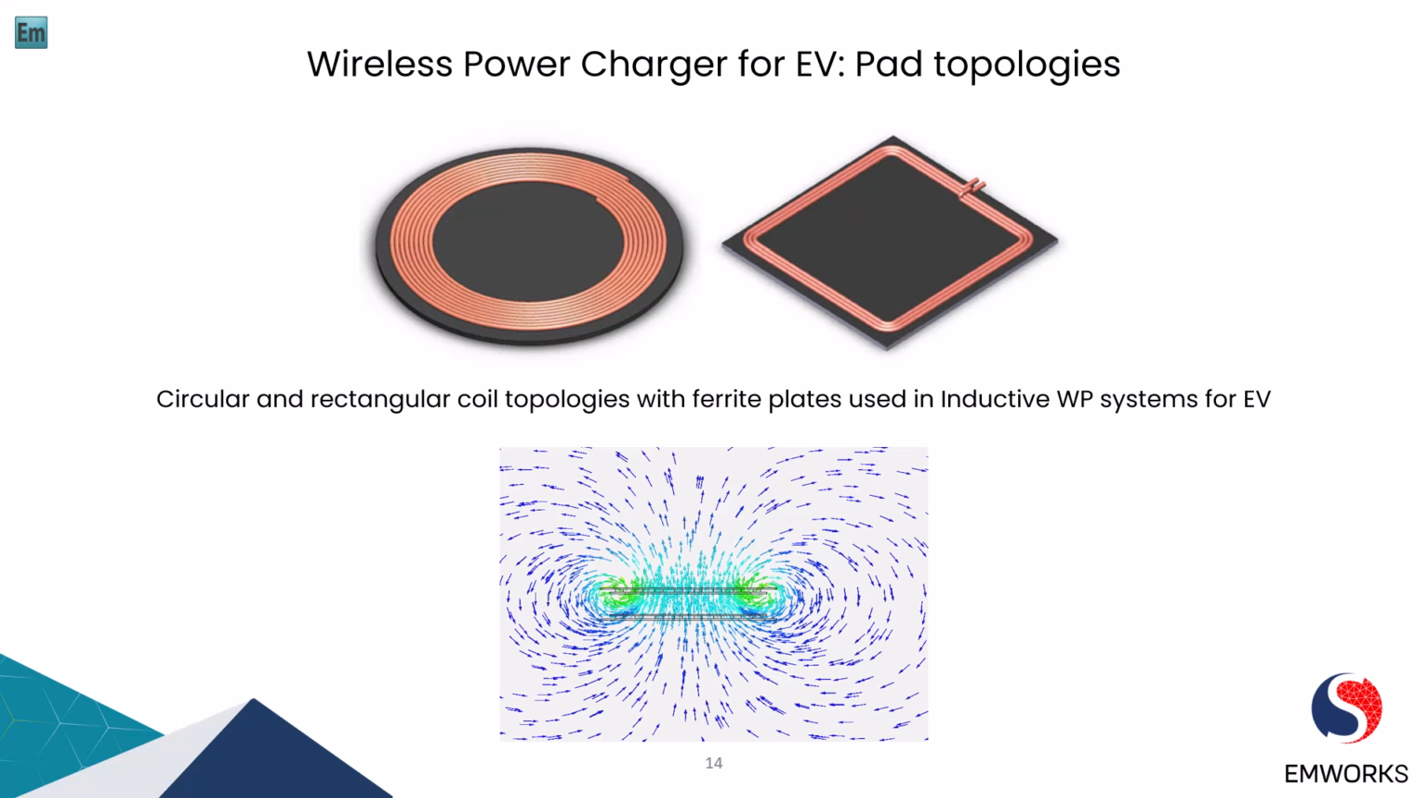Single-sided magnetic field topologies are important for electric vehicle charging systems because they provide a more efficient and effective transfer of power between the charger and the vehicle. The circular and rectangular coil topologies with ferrite plates are designed to minimize the air gap between the charging pad and the vehicle's receiver, which will maximize the power transfer efficiency.